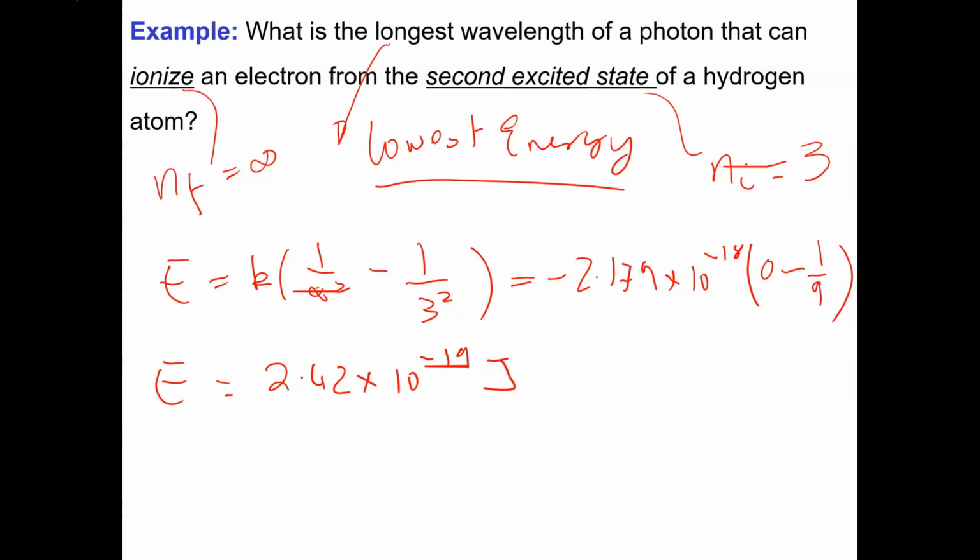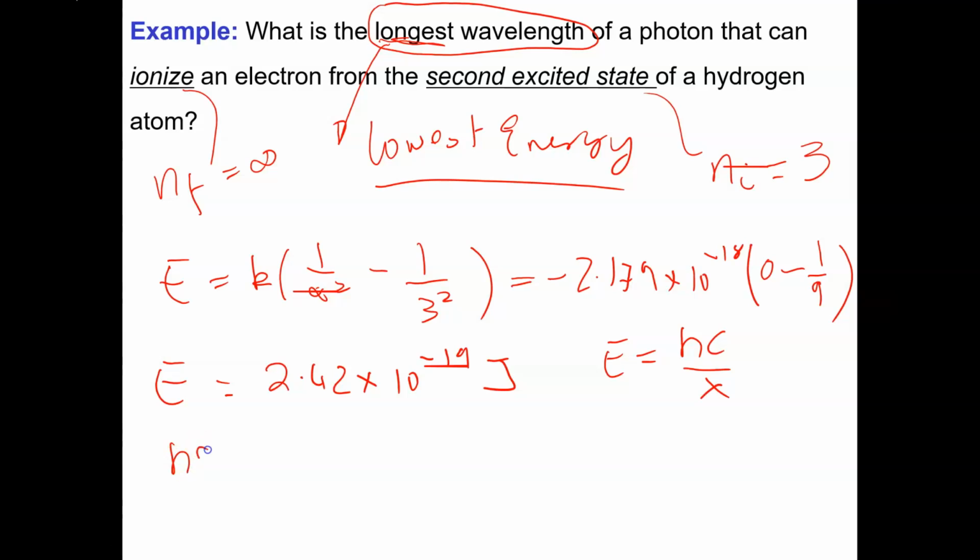Now, that's not what is asked for. What was asked for is the wavelength. So what I've calculated here is the energy between the n equals 3 level and the n equals infinity level. So that would be the minimum energy that I would have to put into the atom to get it to the n equals infinity level. What I now need to do is recognize that the energy of the photon that needs to be absorbed would have that energy, and that energy can be related to the wavelength of that photon via the Einstein equation.